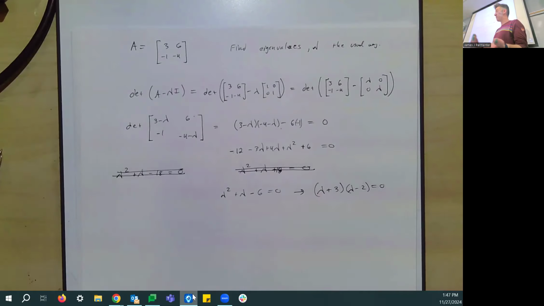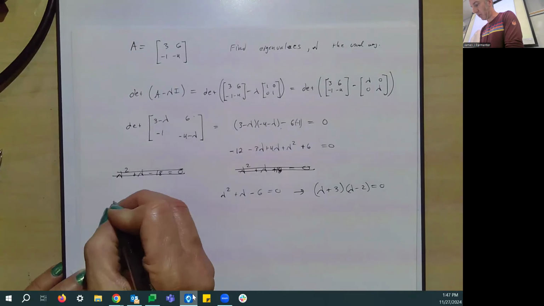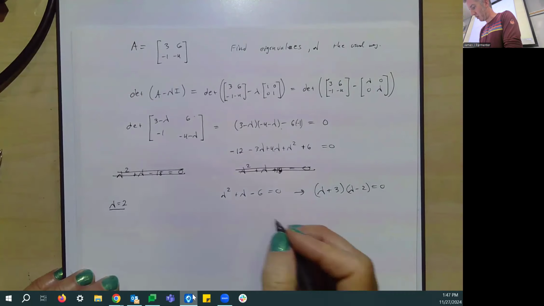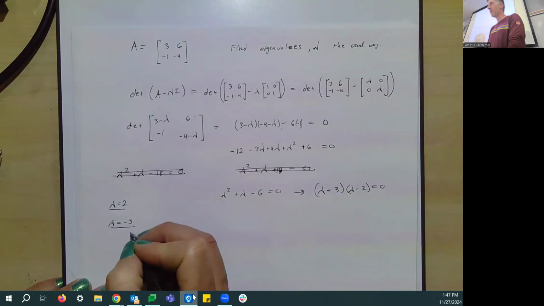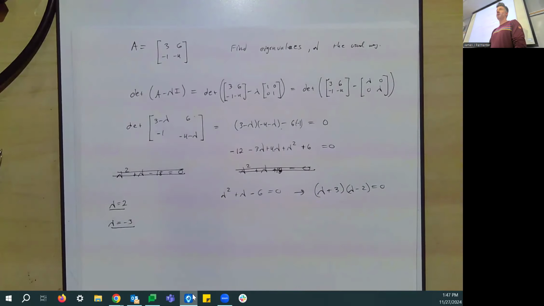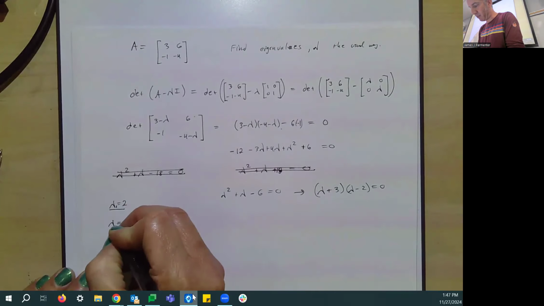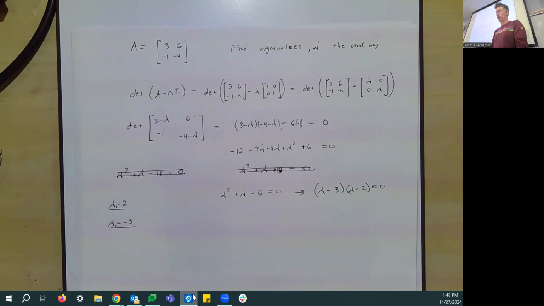So we get 2 eigenvalues, and that's pretty typical. You can get one eigenvalue repeated, like they could both be 2 or they could both be 3, but it's very, very common to get 2 distinct eigenvalues. So we get lambda equal to 2 and lambda equal to -3, sorry. It's pretty typical to label them as lambda 1 and lambda 2. Doesn't really matter what we call them. So lambda 1 is 2, lambda 2 is -3. Great.